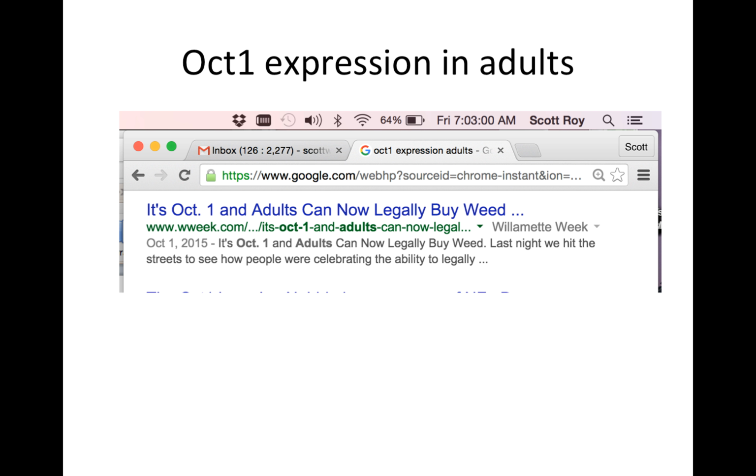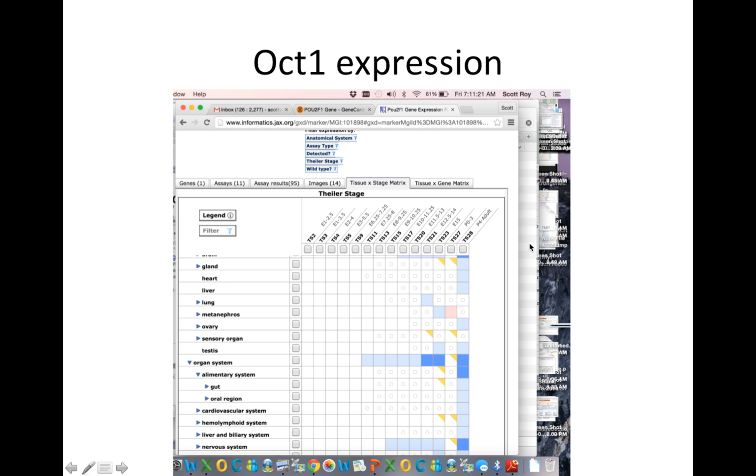So I wanted to talk about OCT1 expression in adults. So this was funny when I searched this on Google. It said it's OCT1, it's October 1st, and adults can now legally buy weed. So great. Okay, so then I eventually found this though.